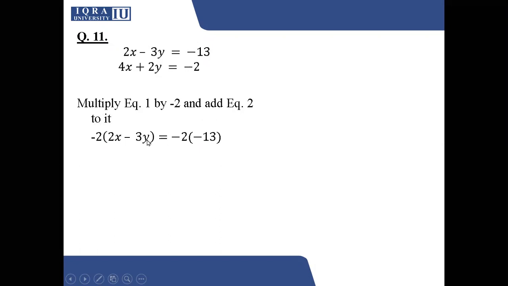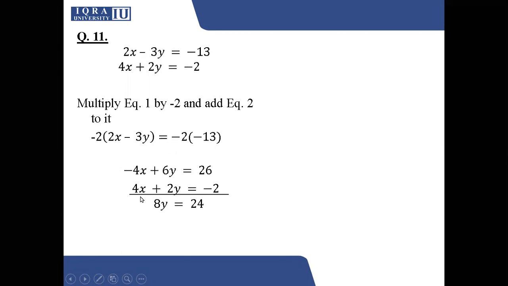-2 times 2x minus 3y equals -2 times -13. I told you we have to multiply -2, or whatever number we're multiplying the equation with, to the whole equation, all the terms. So what we get over here, -2 times 2x is -4x. -2 times -3y is plus 6y, and -2 times -13 is plus 26. This is the equivalent form of my first equation. Then the second equation I'll write down as it is, right?